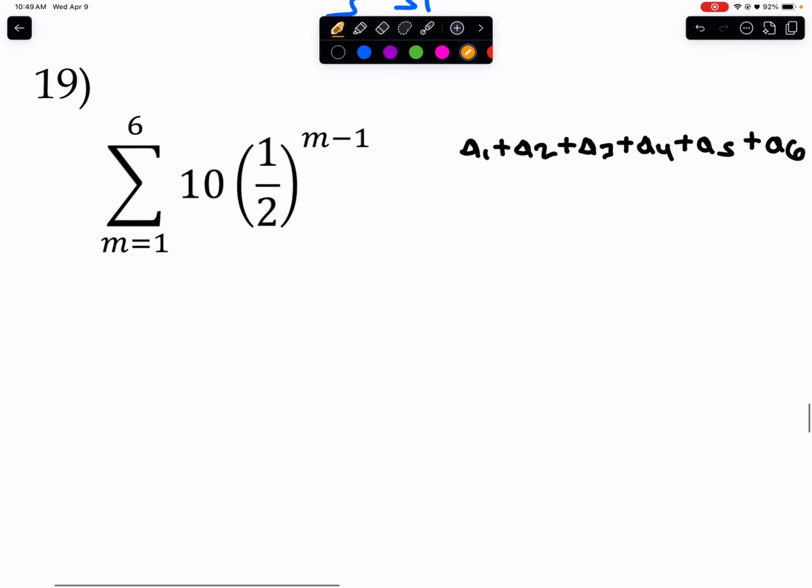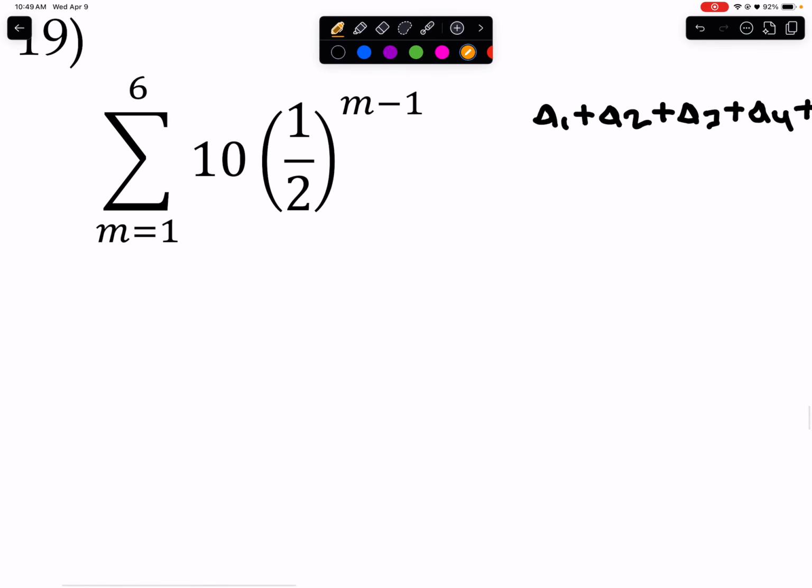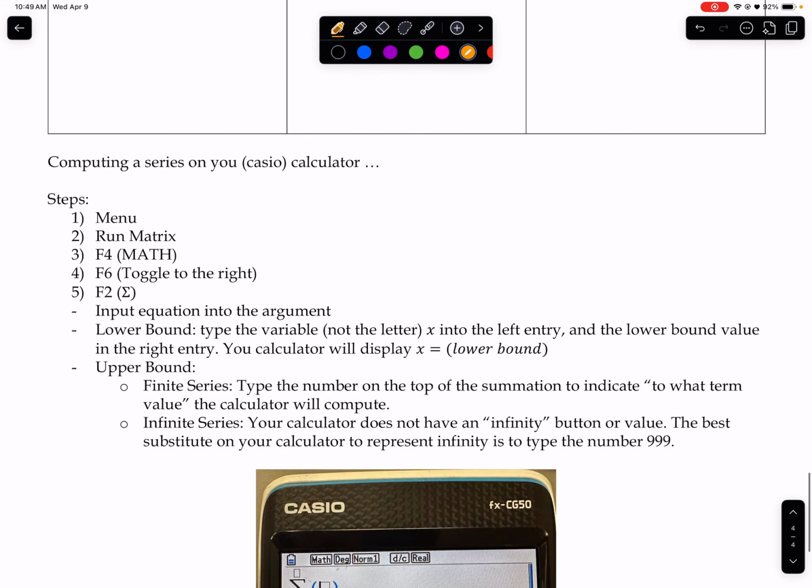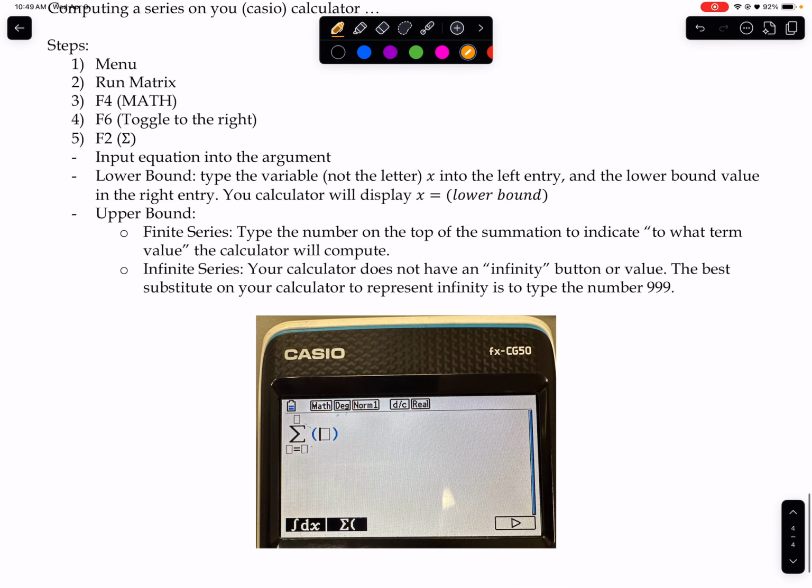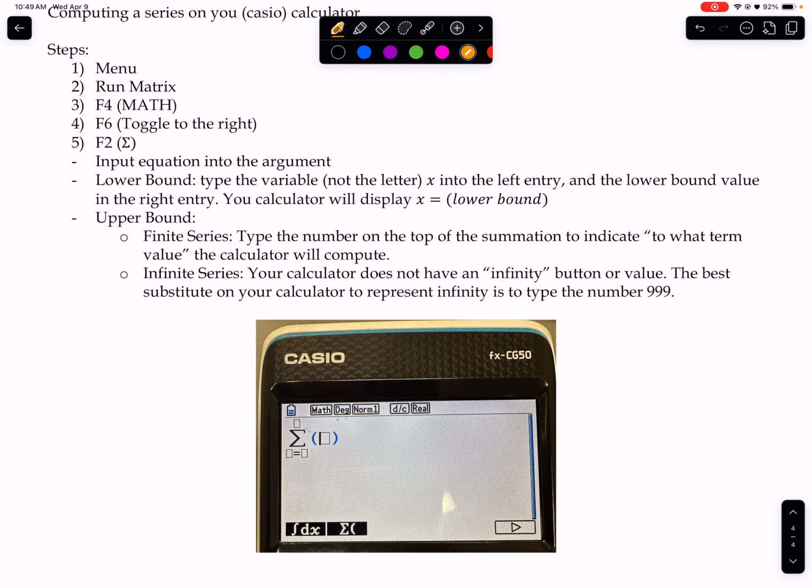And then we want to find the summation. Now, these numbers are going to get kind of ugly. So for this problem, I actually want to practice kind of the calculator skills. So I actually typed up the steps down here for you. That way you could use your calculator if you do get kind of a gross series. Let's run through this real quick.